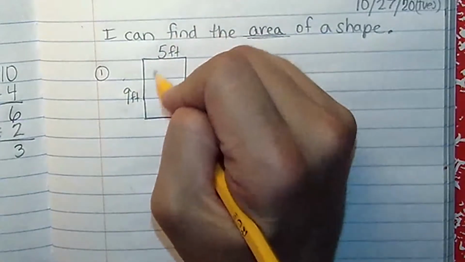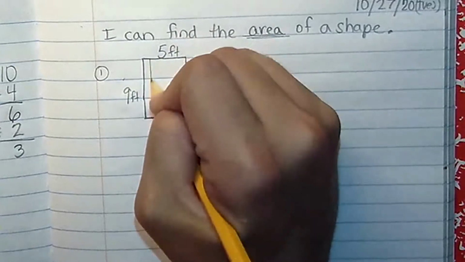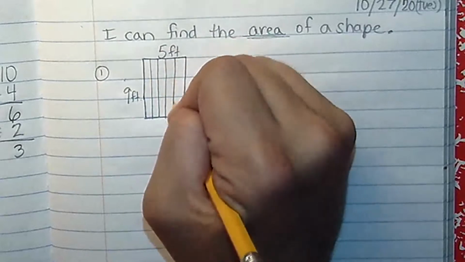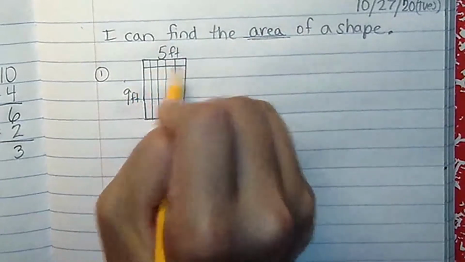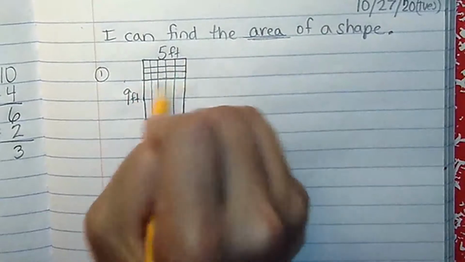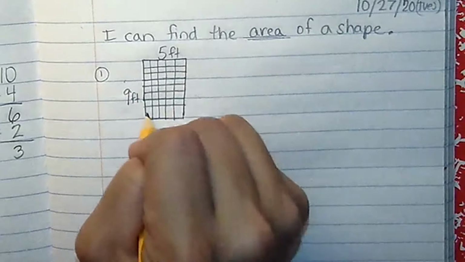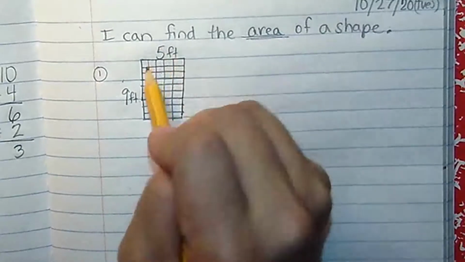So one of my choices is I could count all the boxes in here. So if it's 5 feet across, I draw 4 lines down. You can just watch this part. I know the boxes are hard. And 9 across, that means I need to draw 8 lines. Oh, that's pretty good. And now I could just count up my boxes.